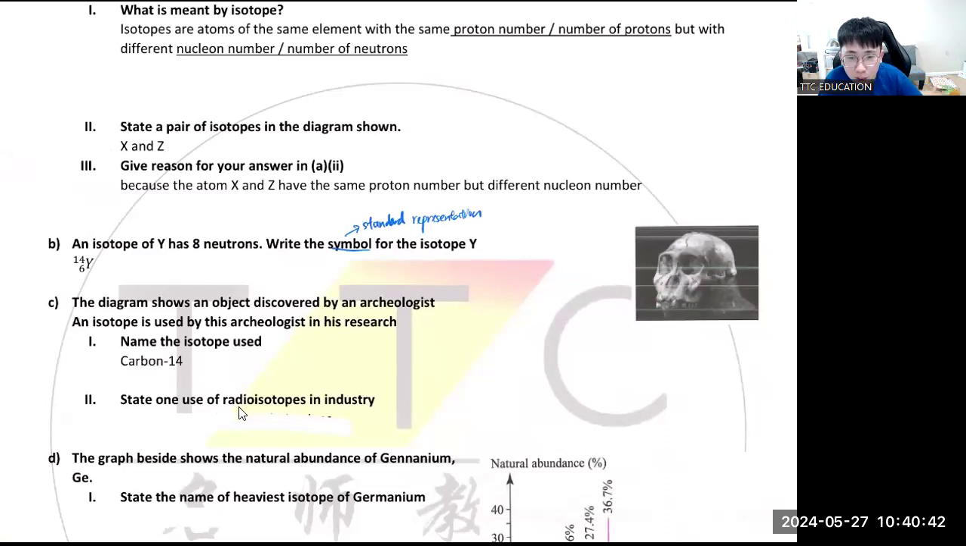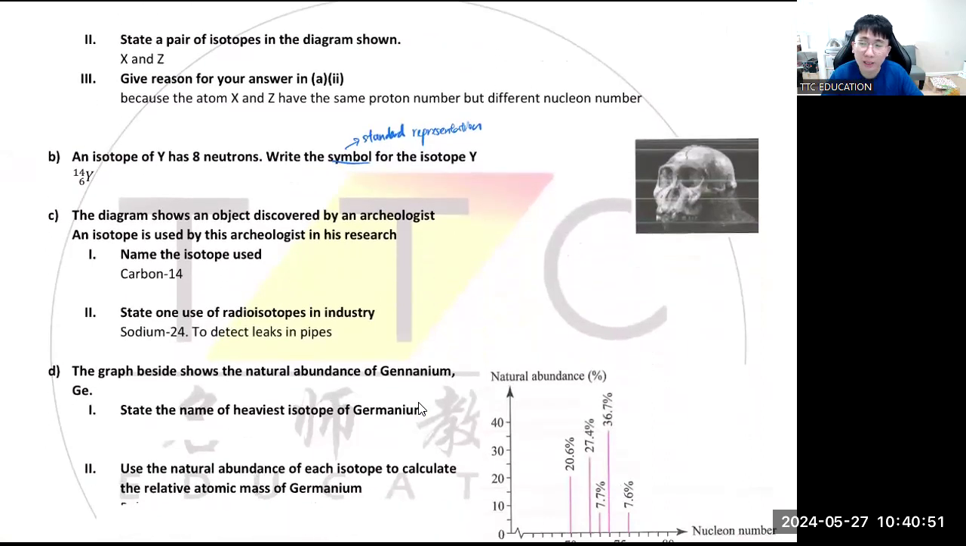State one use of radioisotope in industry. This is what we say: sodium-24 is used to detect leakage. So that is one of our answers. So you see, we stick to one answer for industry.